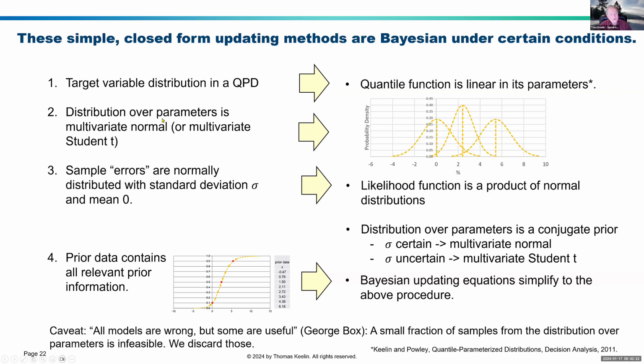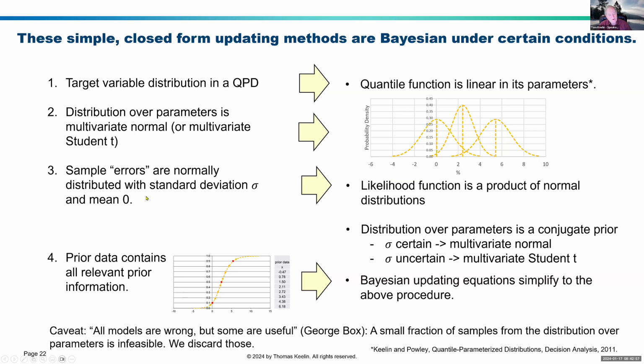The second assumption is that the distribution over the parameters, that's this distribution that I've been showing, is multivariate normal or student t. That doesn't seem to me to be such a bad assumption. The overall distribution here can be skewed, but for the distribution over parameters, I don't really have much reason to believe that it should be skewed one way or the other for a given parameter like the median. Probably it's okay. You can judge for yourself, but an assumption that helps make this Bayesian is that the distribution is a multivariate normal or student t.